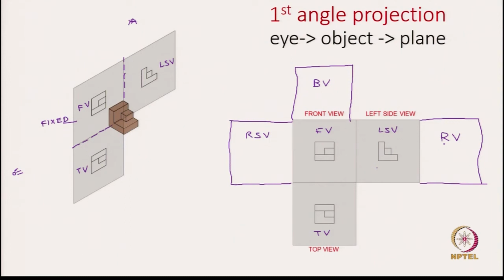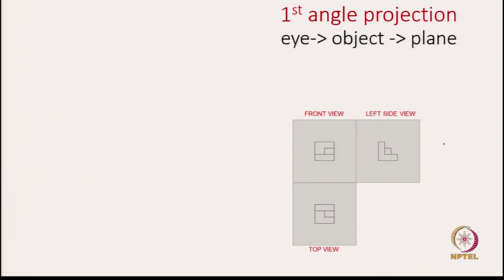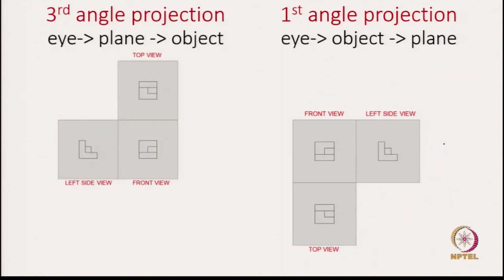Again, I repeat that things are a little counterintuitive in the first angle projection, because the top view goes below the front view, similarly with the left side and right side views. The left side view you place to the right of the front view, and the right side view you place to the left of the front view. Okay. If there is confusion, let us contrast with the third angle projection, so that you can see the big picture in one single slide.